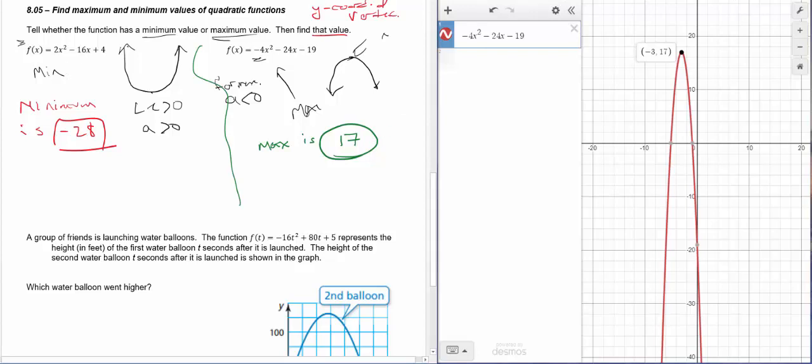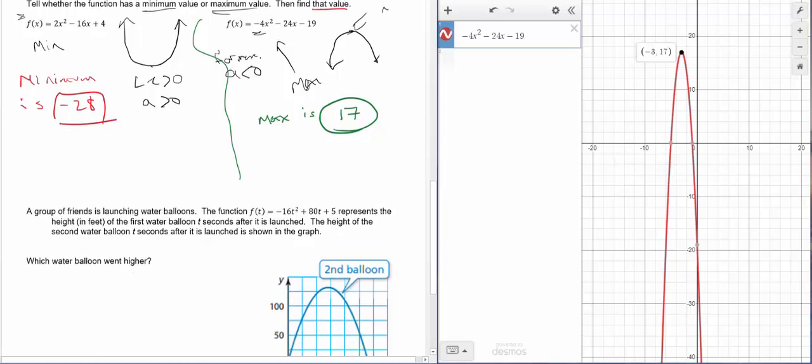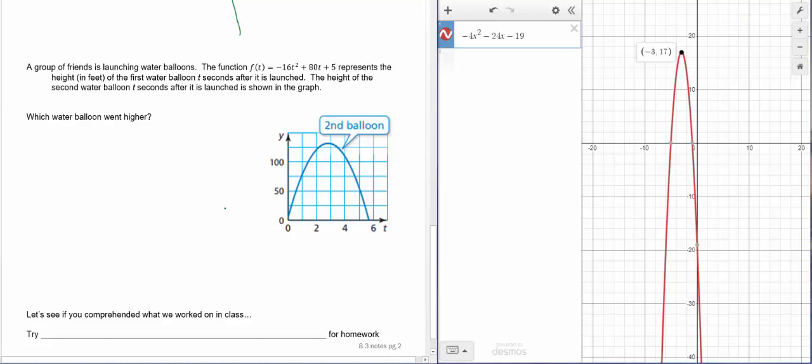We'll often use this in a question about a projectile, like a thrown object or an object that's moving in flight. A common question to ask is, how high does that object get? How high is it thrown? What's the highest or lowest point that the thing ever reaches? In this case, we're launching a water balloon in two different ways. The first way is a function modeled by this equation: f of t equals negative 16t squared plus 80t plus 5, which represents the height of the first water balloon t seconds after it's been launched.